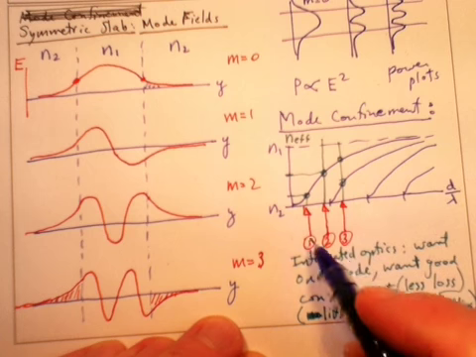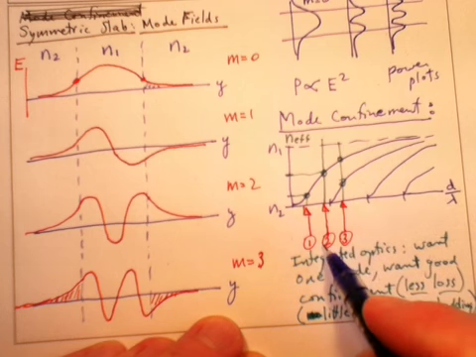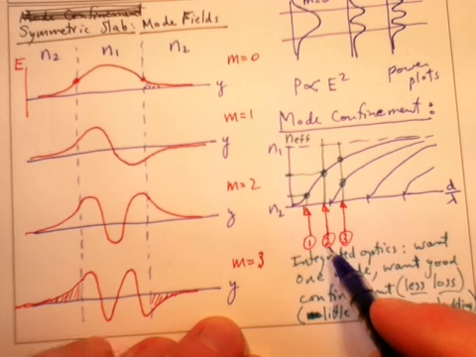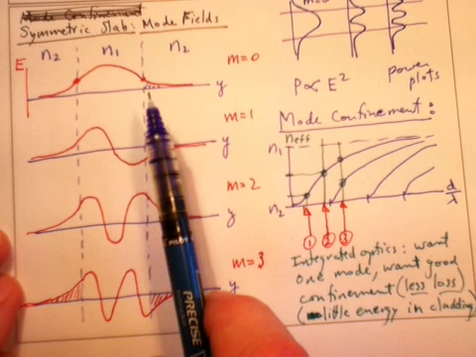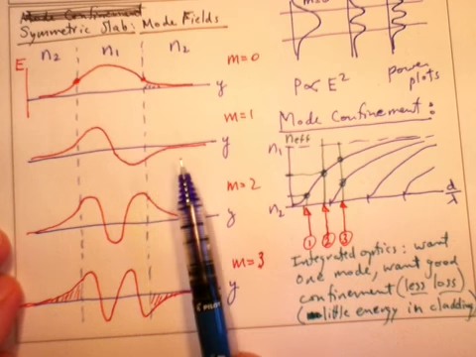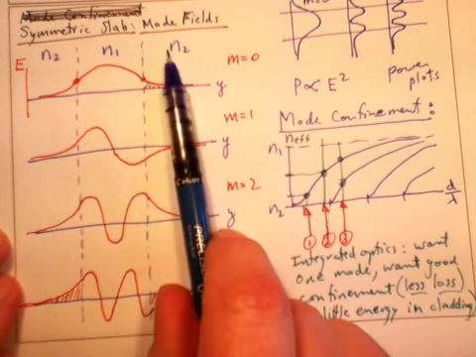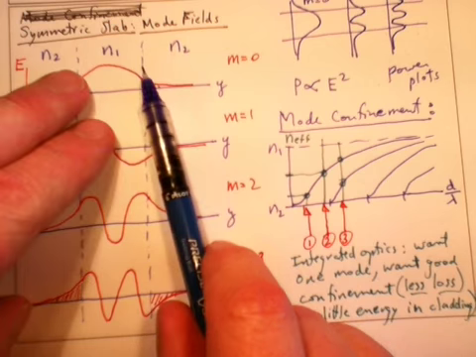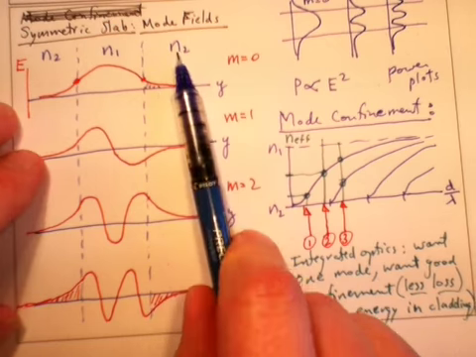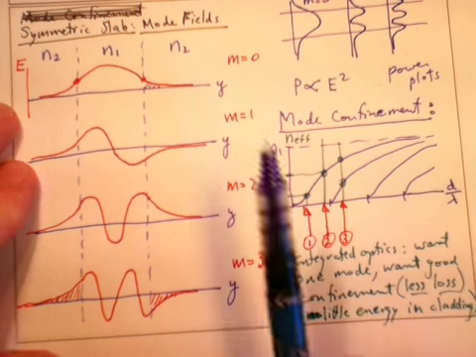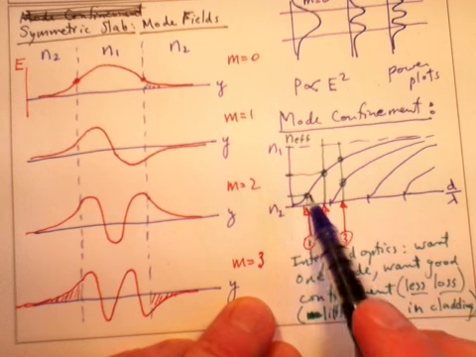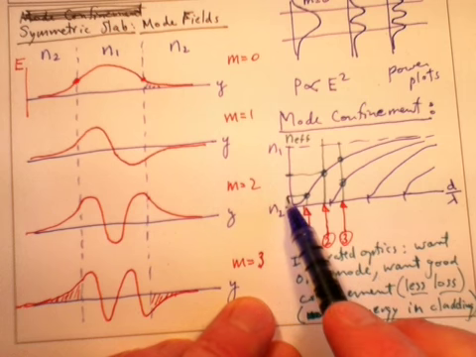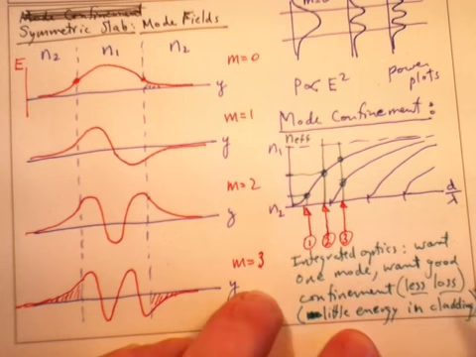Which one has better mode confinement? Well, the amount of mode confinement is characterized by the effective index. If the effective index is closer to N2, then I have less confinement. I have more of my energy out in the cladding. And so situation number 1, having the smallest effective index, has a less confined mode than situation number 2. So situation number 2 has good mode confinement.